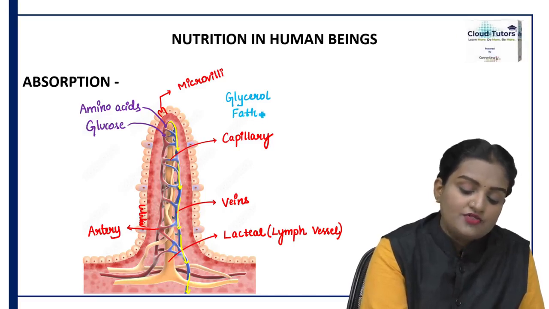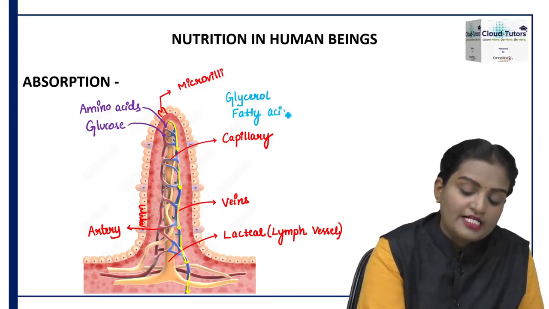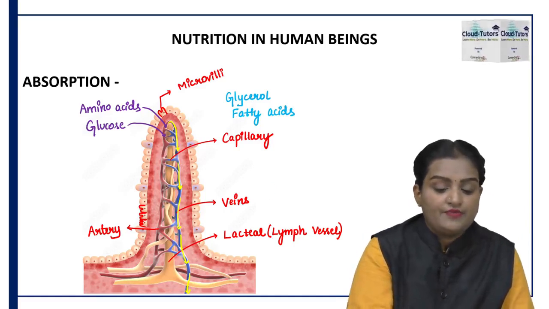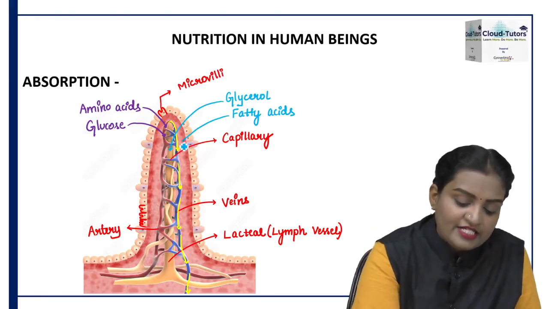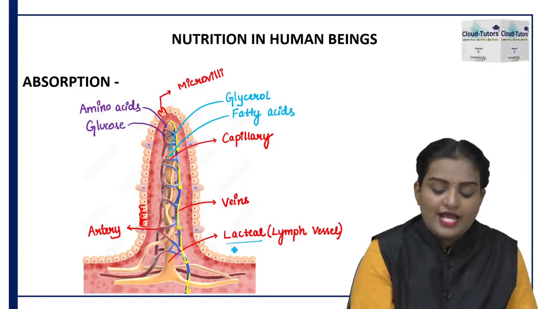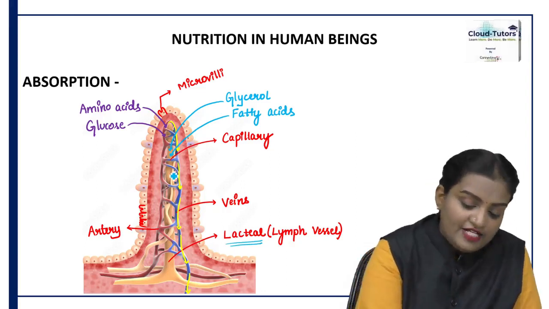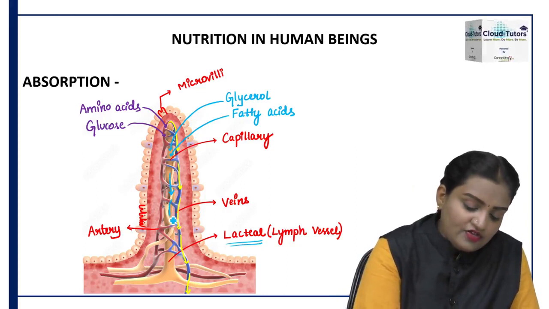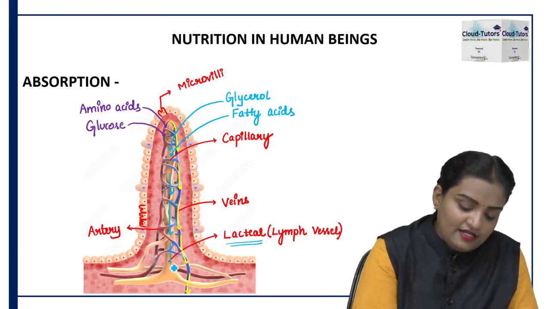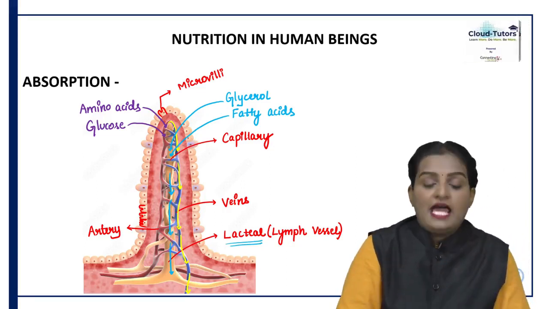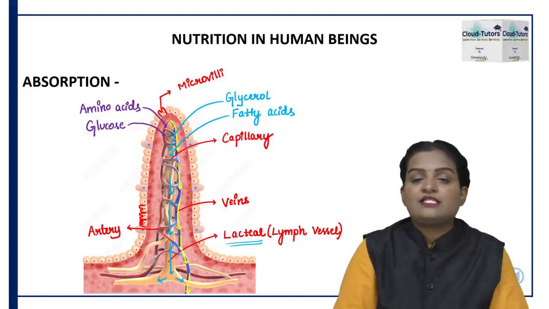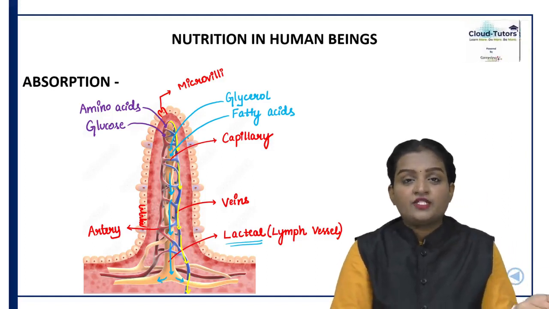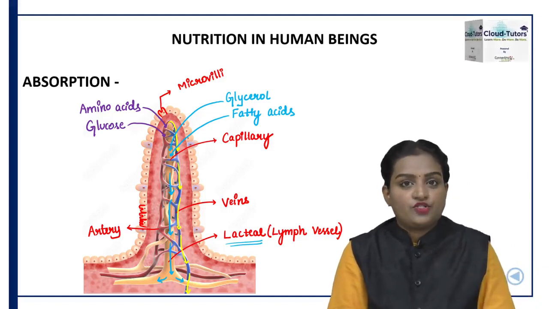These two are not water soluble, so they can't directly enter the bloodstream. They will be entering the middle blood vessel, that is the lacteal. So the lacteal lymph vessel will carry the glycerol and the fatty acids away from the villi towards the major vein, and it will then be distributed.